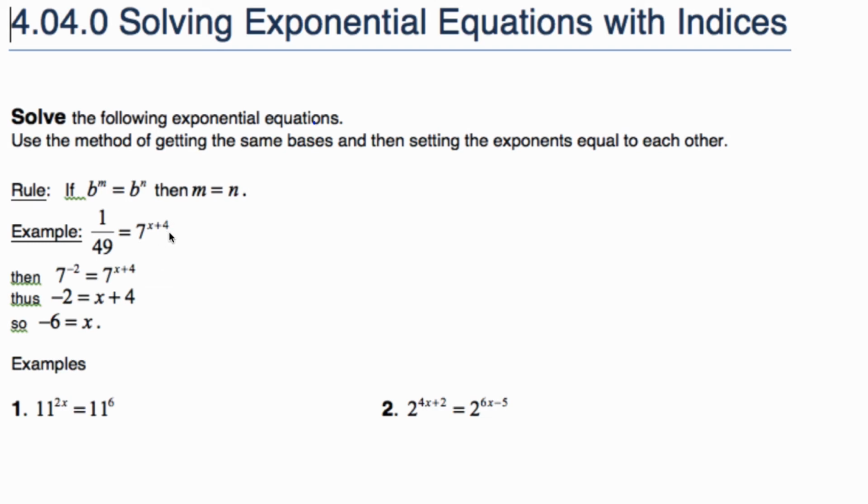Hi everyone, it's Mr. Ops here, and we are going to solve exponential equations with indices. This is a special group of exponential equations that we can solve. Not all exponential equations can be solved this way, only ones that are kind of special.